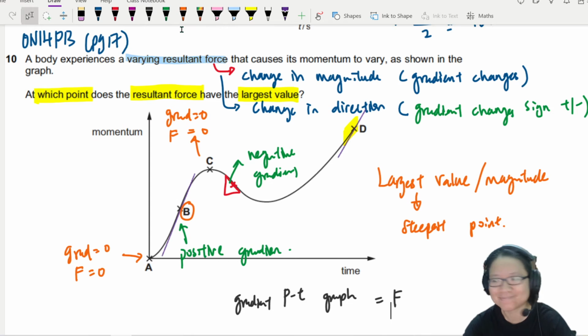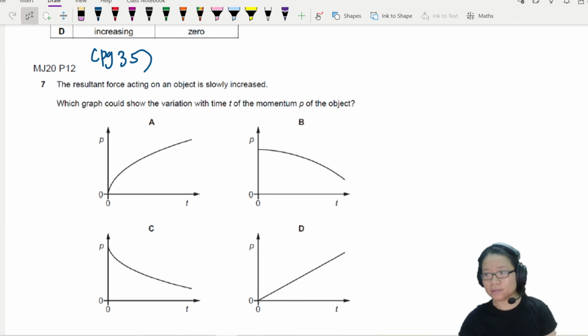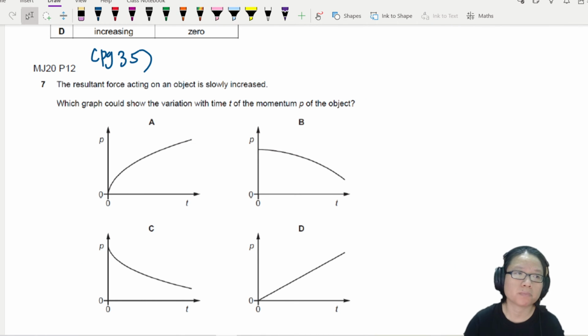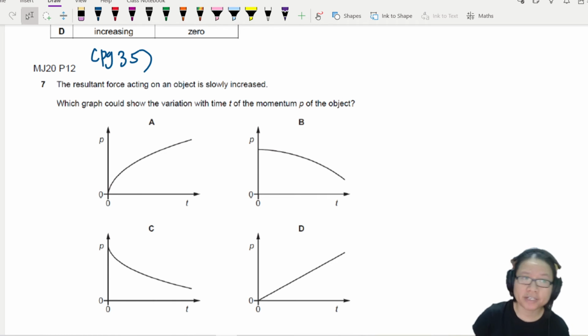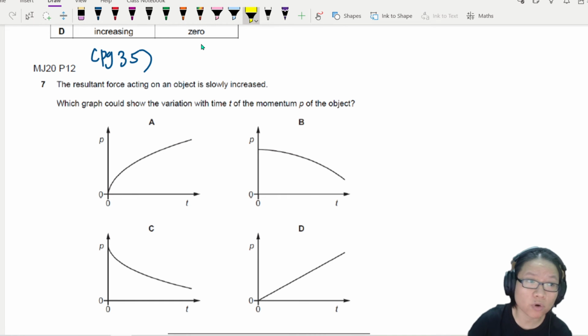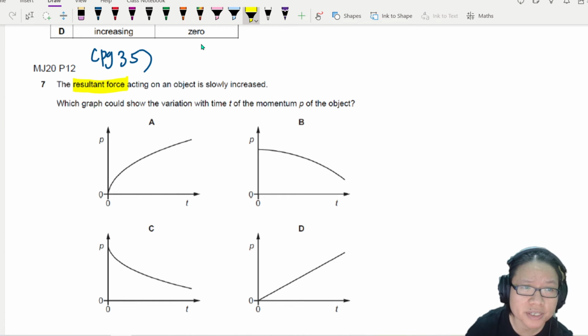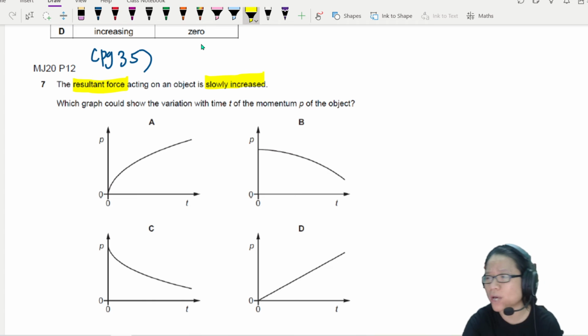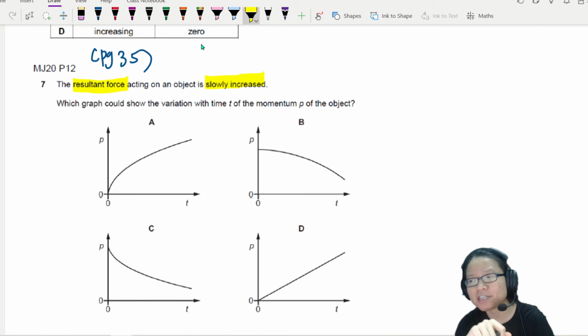All right. Here's another example. It's a bit more recent, from May/June 20, Summer 20, Paper 1-2. You can find it in your handouts on page 35. So in this example, it says a resultant force is slowly increased. You already watched me do two examples. You pause the video. I pause the video.